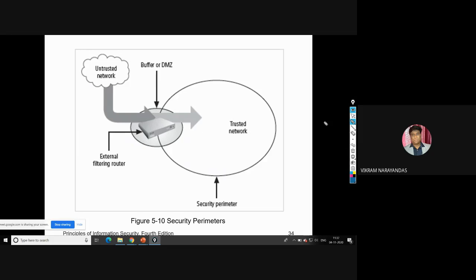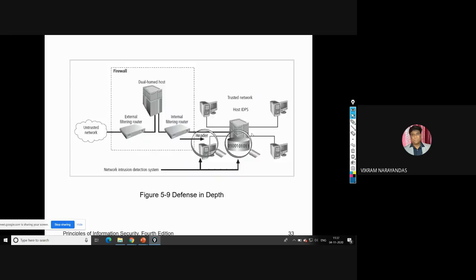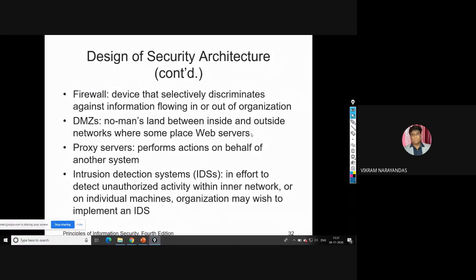Next, we have the proxy servers. Proxy servers are an alternate approach to the strategy of using a firewall subnet or DMZ. They perform actions on behalf of another system. The alternate approach to using a firewall subnet or DMZ is to use proxy servers or proxy firewalls.